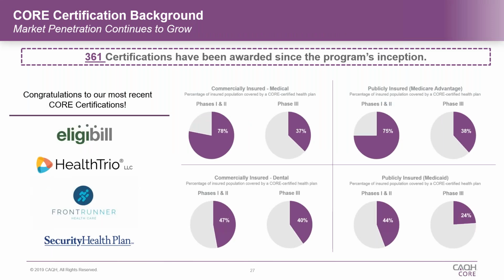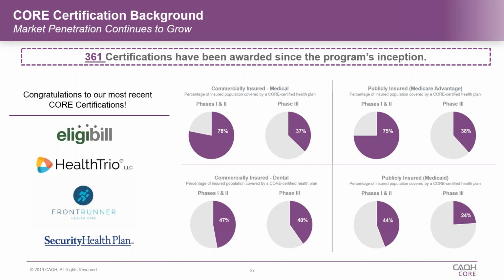On the next slide, you'll see that we have been quite successful since we've launched our program's inception, with awarding 361 certification seals. We do like to thank our most recent certified entities there. You see the list between Security Health, Frontrunner, Trio Health, and Eligible. We have been trying to ensure that we're covering the market in a way that is consistent with how the industry has been developing and growing over the years.